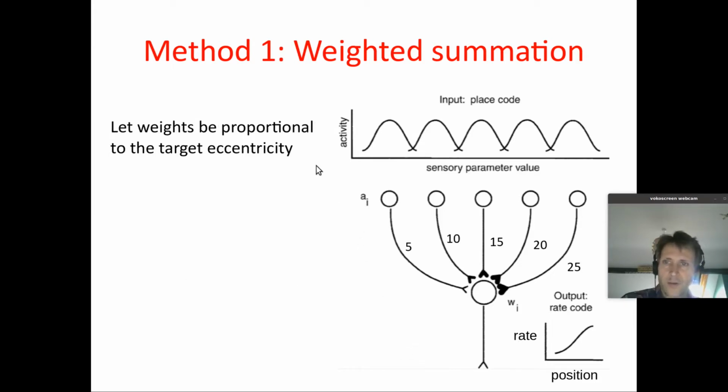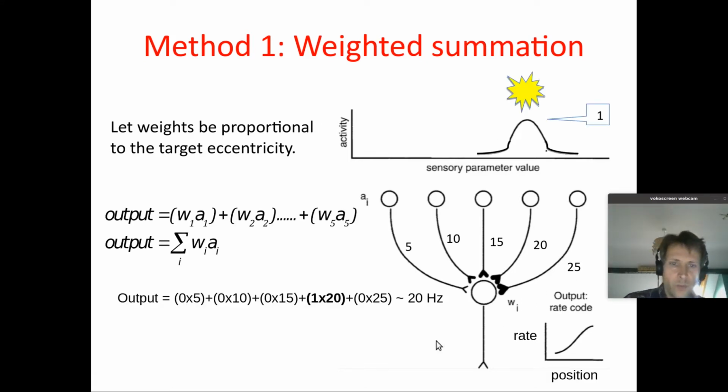So we'll let the weights be proportional to the target eccentricity. So this first neuron is maximally active for a target at 5 degrees, so we'll give it a weight of 5, and then we'll increment the weight by 5 for each one until we get to the fifth neuron, which is maximally active for a 25 degree stimulus, so we'll give it a weight of 25.